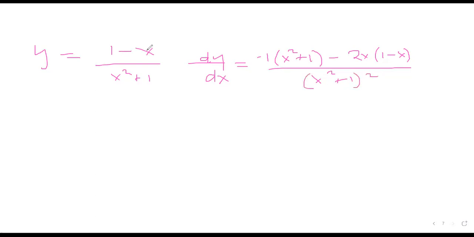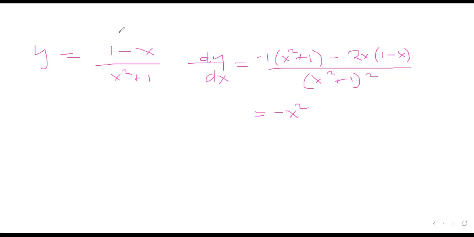So you differentiate the top part, -1, times the bottom part as it is, which is this part, minus, we differentiate the bottom part, it's 2x, times the top part as it is, 1 minus x. Then you square the bottom part. Are you seeing this? Yes. Then you expand, -x squared.